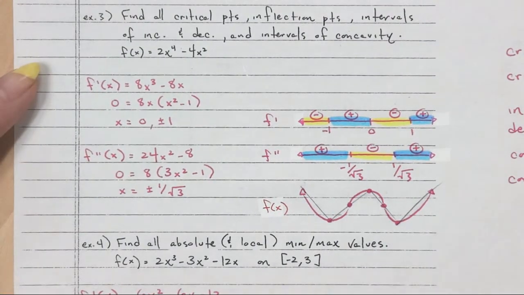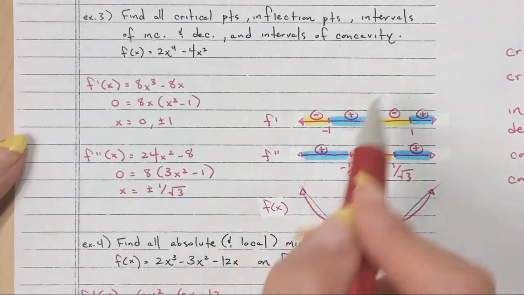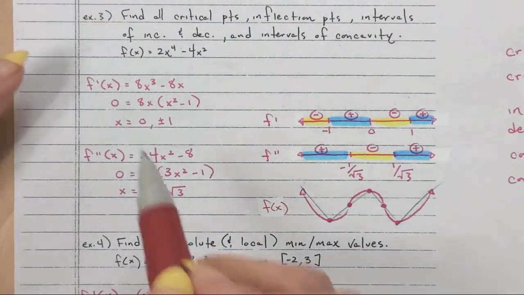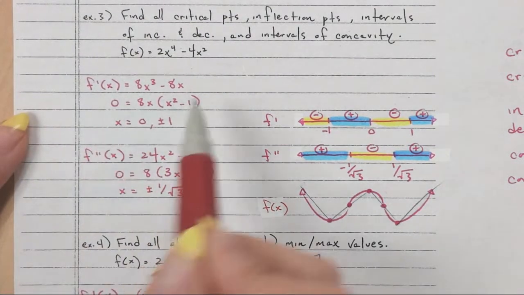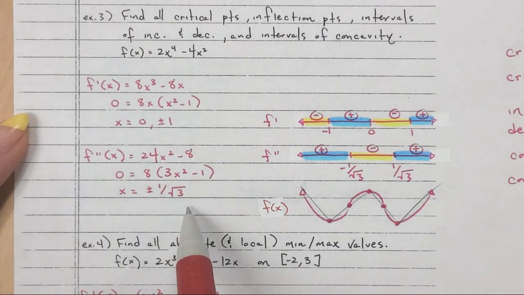Find all the critical points, inflection points, intervals of increasing and decreasing, and intervals of concavity for this. So you're going to do two problems like this for homework today. So what you're always going to do first is, just like before when you found the velocity and the acceleration, you're going to do the same thing. This is the same thing. Doesn't it look the same? So first derivative, solve for zero. Second derivative, solve for zero.